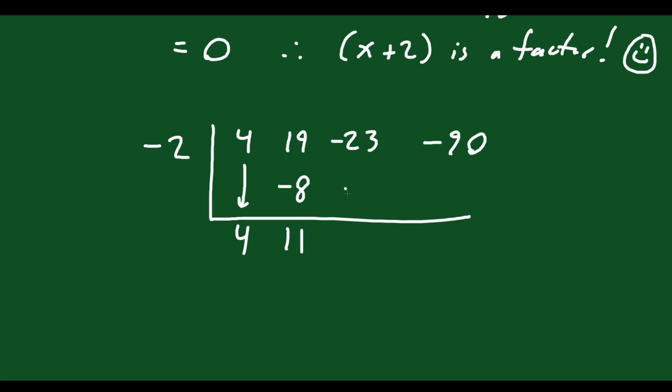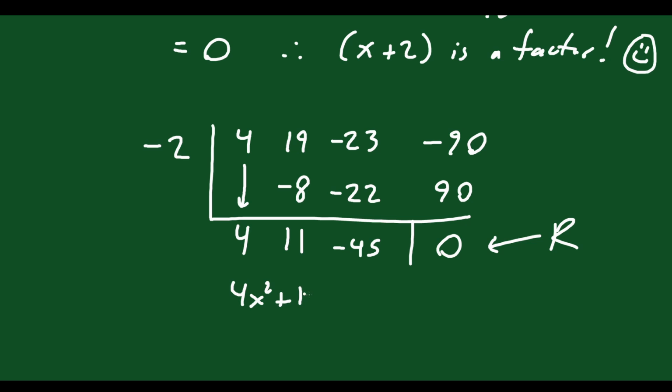Negative 2 times 11, negative 22. Negative 22 and negative 23 make negative 45. Negative 2 times negative 45 is 90. Negative 90 and 90 make 0. So that's your remainder. You get 0 again. That's good. So now we have 4x squared plus 11x minus 45. That's what that represents, right?